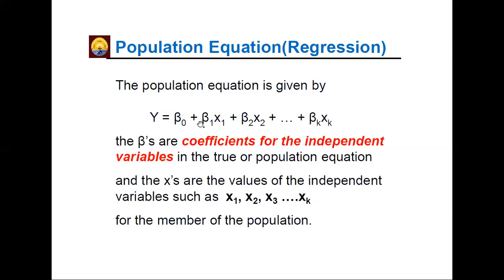In that way, y is equal to beta naught plus beta 1 x1, beta 2 x2, and so on plus beta k xk. This is the representation of a population equation for multivariate regression analysis. The entire thing is the same. I am taking this multiple linear regression equation for the population. That's all. Here the betas are the coefficients for each and every independent variable for our true population. How many independent variables can you have? x1, x2, x3 and so on, xk independent variables you can have.